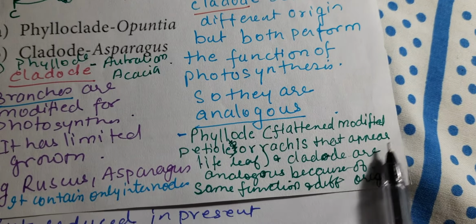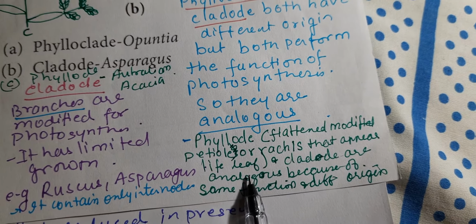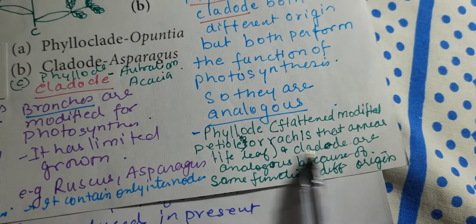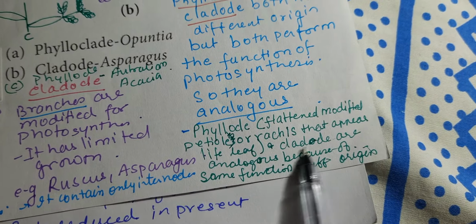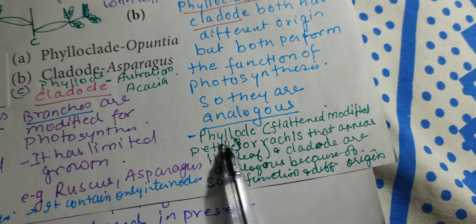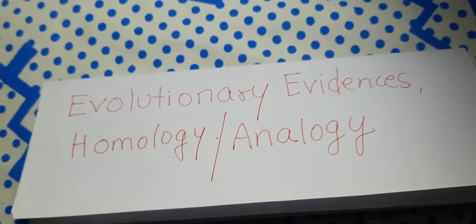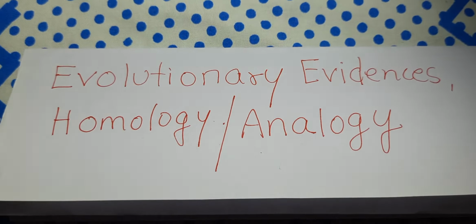It is the flattened modified petiole or rachis that appears leaf-like. Phyllodes and cladode, because the origin of this is the petiole of the leaf, and this has the stem origin. So phyllodes and cladode are analogous because of the same function and different origin. So we'll take a few more examples.